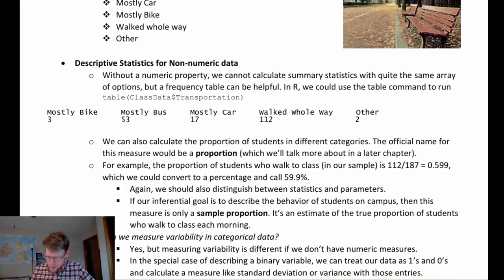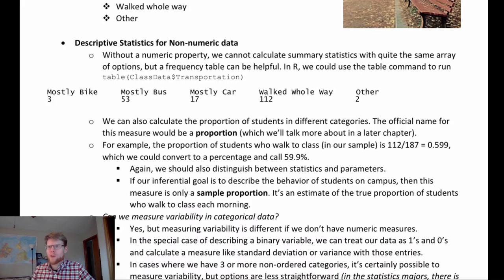Now, there are a couple measures that we should be familiar with, and the one we're going to talk about briefly here is a proportion. We'll talk about this a lot more in a later chapter, but a proportion is just the percentage of responses that fall into one particular category. So in this case, we could find the proportion of students who said that they walked the entire way to class, and that's just the number of people who said that response divided by the total. If 187 people took the survey and 112 people selected that response, then 112 out of 187 will equal our proportion, which comes out to 0.599. We could also turn that into a percentage: 59.9% would be the proportion of students who said that they walked to class in our sample.